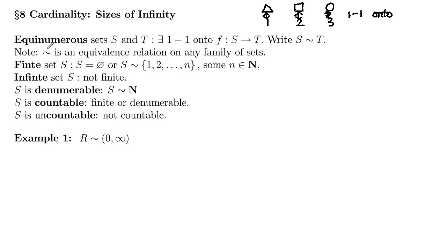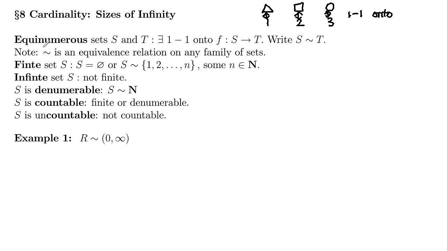So we're going to define 2 sets, S and T, to be equinumerous if there is a one-to-one and onto function f that goes from S to T, or from T to S. It can go either way. And we'll write S is equinumerous with T, so we'll use a tilde. You sometimes say that S is equivalent to T.